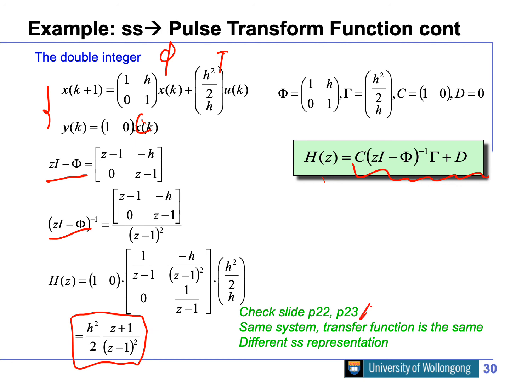So if you go back and check the double integrator example we just mentioned a few minutes ago, you can see that in state space representation they look different, but once you do this input-output relationship, which is basically the transfer function, you find out they have the same transfer function. So they indeed are the same system.